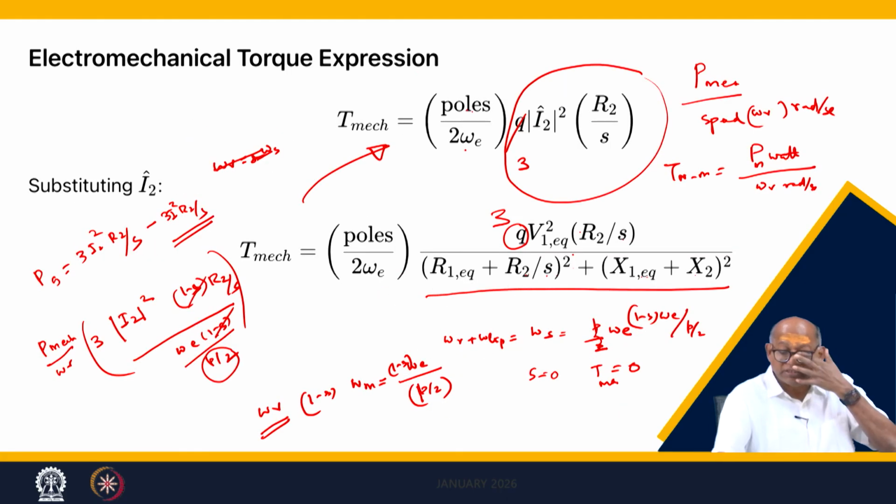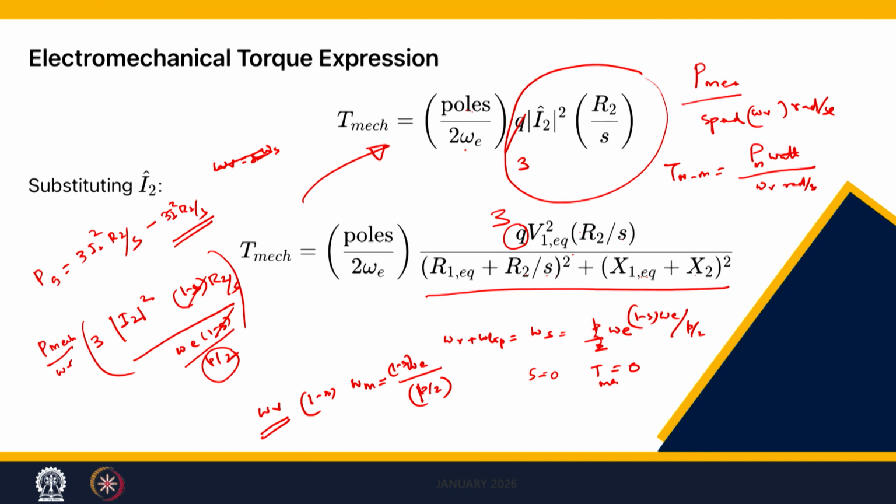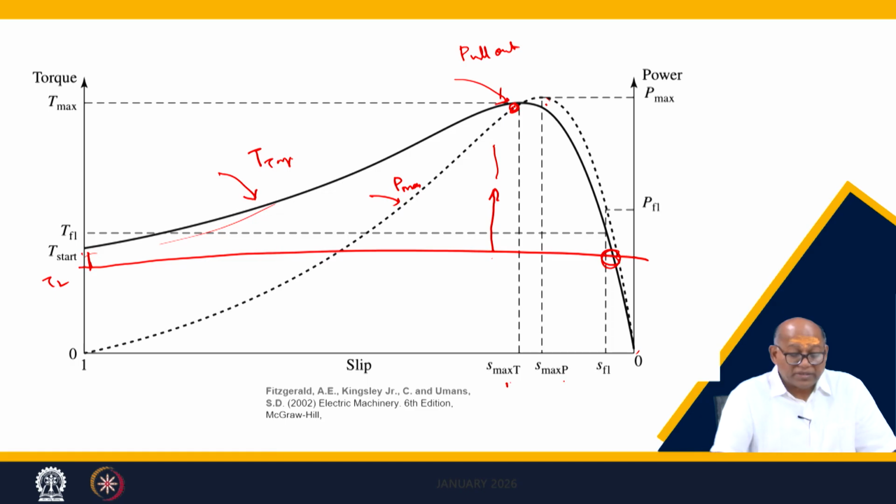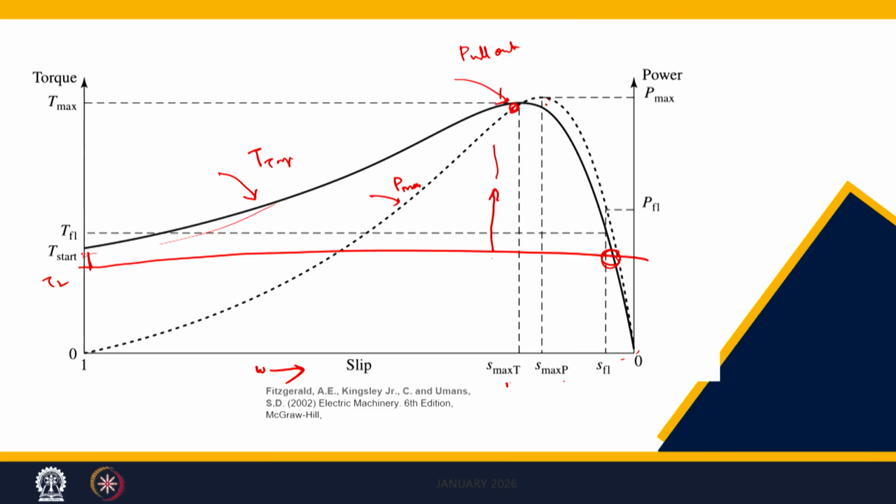Once you put I2, this is the expression, and from it I can understand what happens to the torque slip characteristic. When slip is equal to 1, torque is there, but when slip is equal to 0, that means at full load speed, omega R is increasing, the rotor speed basically. When omega R increases, slip falls down. So, this is how the power and torque are going to behave.